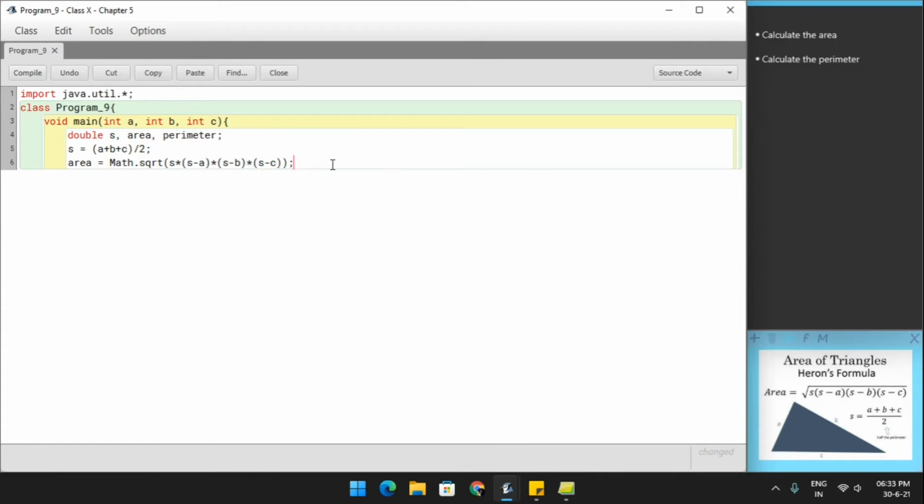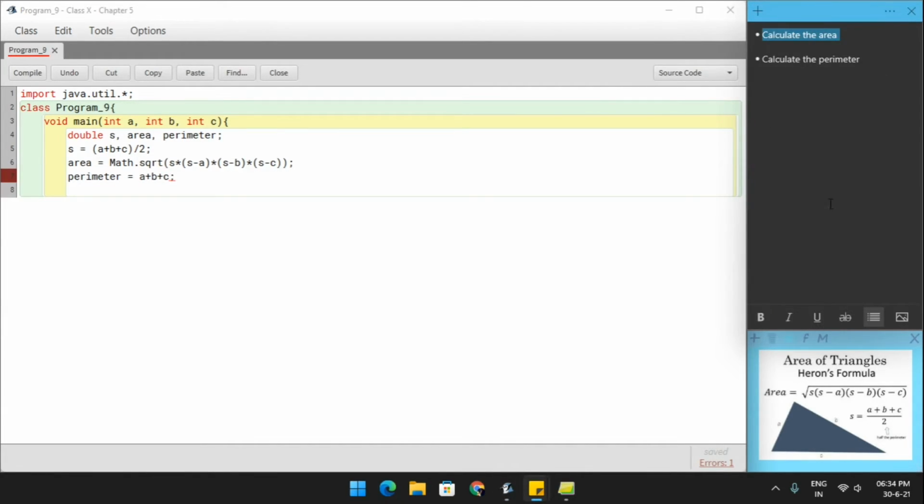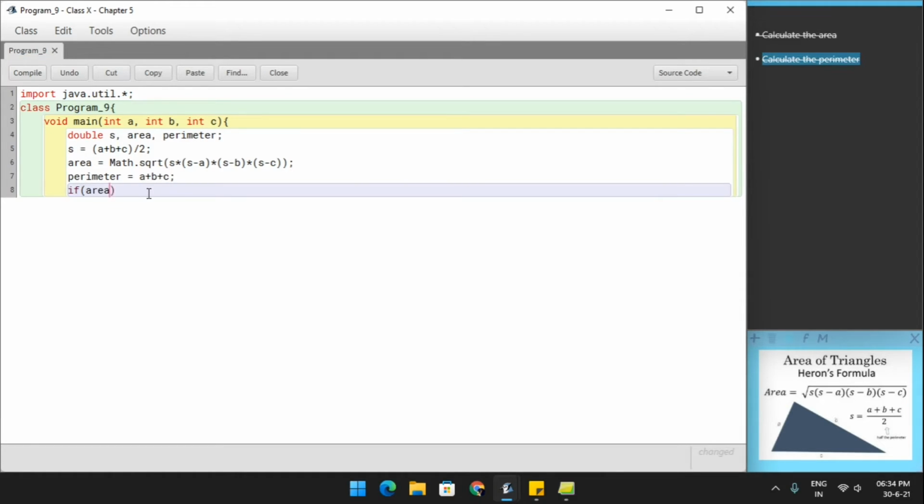Now that we're done with calculating the area, now the perimeter, I don't think any one of you needs it, but A plus B plus C. Now we are done with both the parts, that is calculating the area and calculating the perimeter. Now all that's left is to check if the perimeter is equal to the area or not.